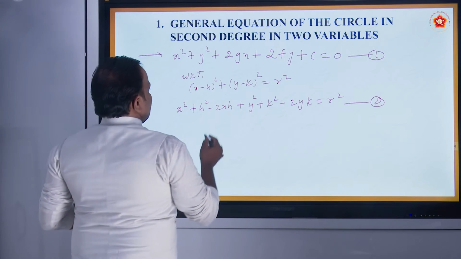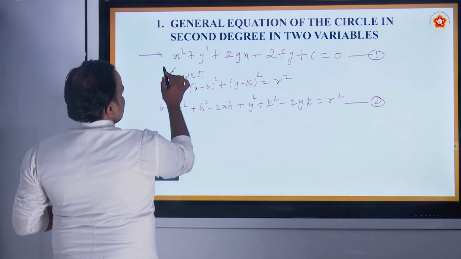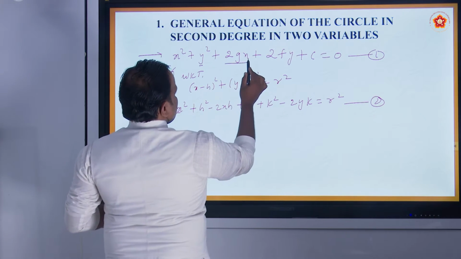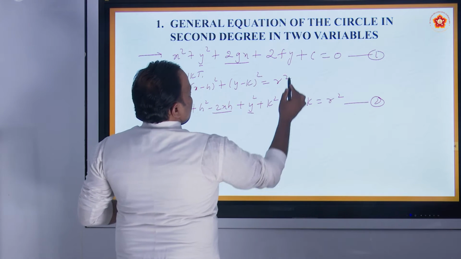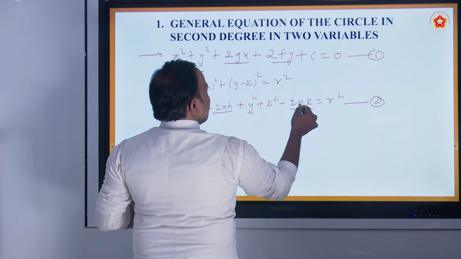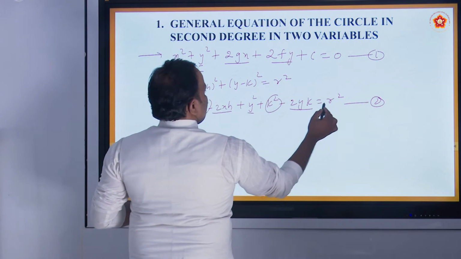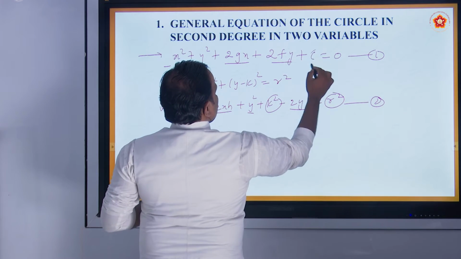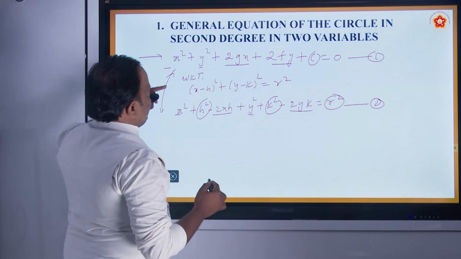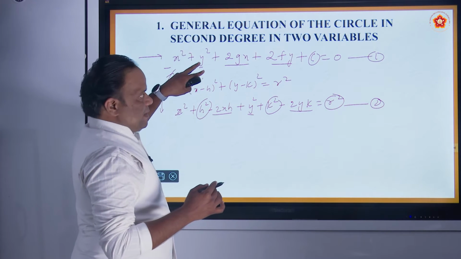So clearly we see that this equation and this equation are both the same. x square, y square, 2gx where x is the variable, here it is 2hx, and 2fy, here 2ky or 2yk. The constant here is h square plus k square minus r square, which is nothing but c. So compare 1 and 2, both are the same. Clearly we say that this is an equation of a circle in second degree, two variables.